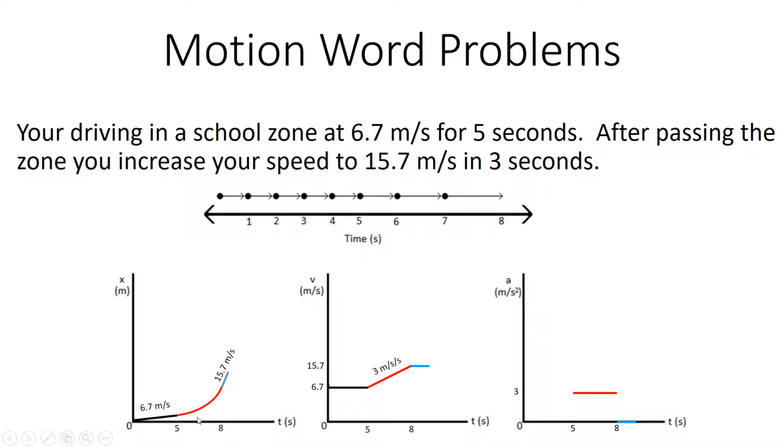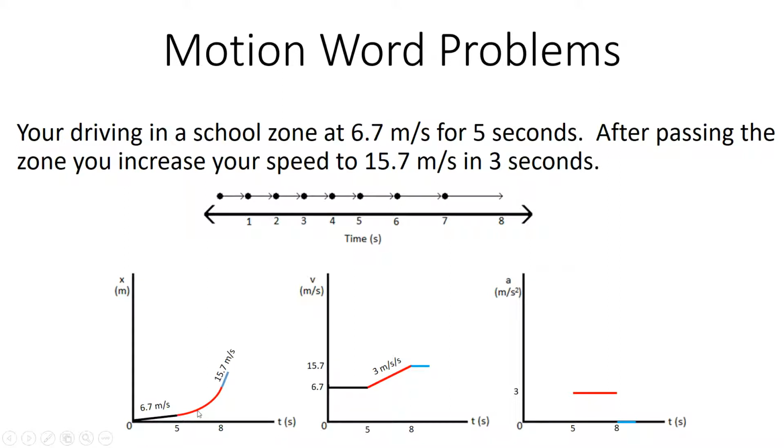Okay, now, after the 5 seconds, you can see that the acceleration is getting larger, so therefore my curve is going in here, and then I've got 15.7 meters per second as my final slope in my position time graph. So I've got a slope of 6.7 on the position time graph, therefore I should have a velocity of 6.7 meters per second.